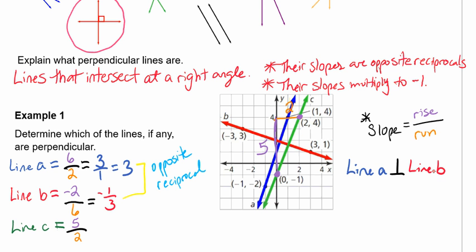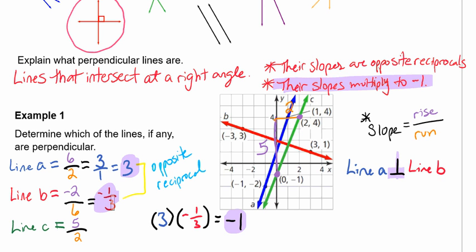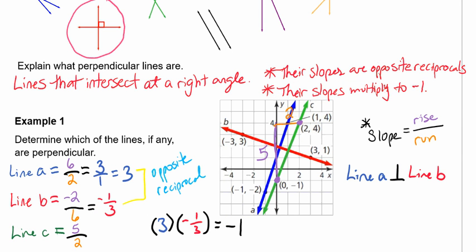Now, if I was having trouble identifying if it was an opposite reciprocal, then what I could do would be to multiply those slopes together. So I would take 3 times -1/3, and when I multiply that, I'm going to get the value -1. And remember, if their slopes multiply to -1, then they're perpendicular. So here we see that when we multiply our 2 slopes together, we got the -1, making them perpendicular. Let's look at another type of example.